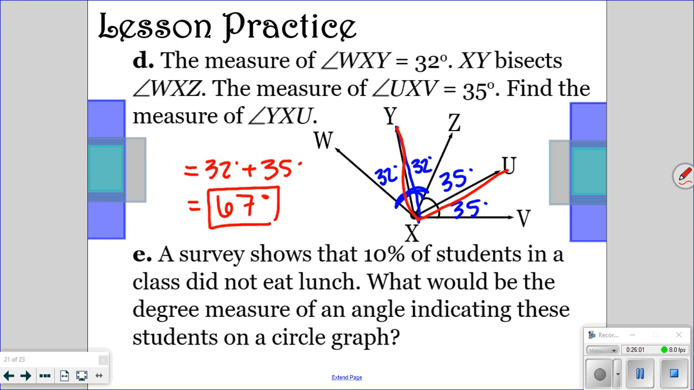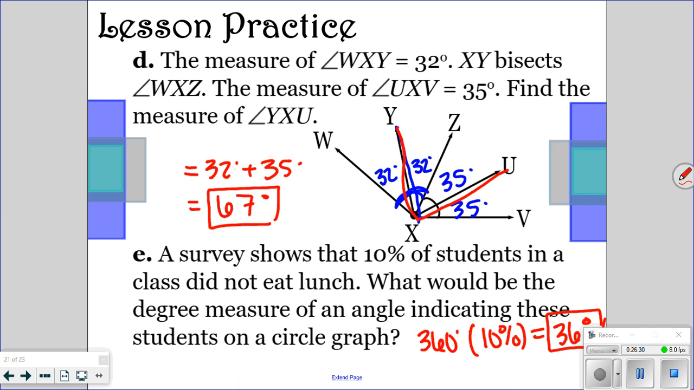Okay, now looking at this one. A survey shows that 10% of the students in a class did not eat lunch. What would be the degree measure of an angle on a circle graph? Well, we have 360 degrees in a circle, and so if we did 10% of 360, that would give us 36 degrees. So that would be your answer for this one, 36 degrees.